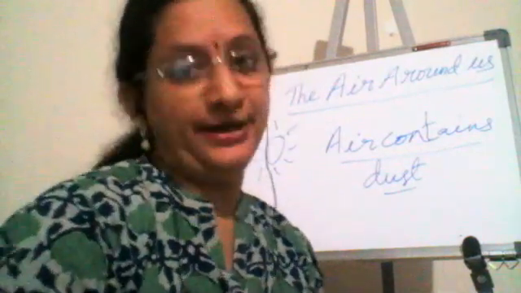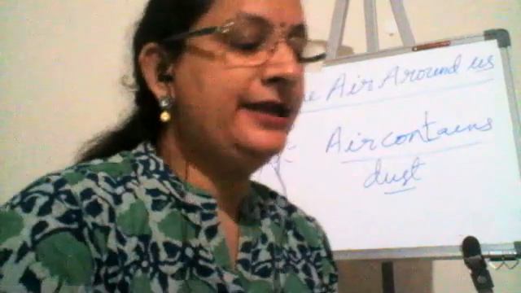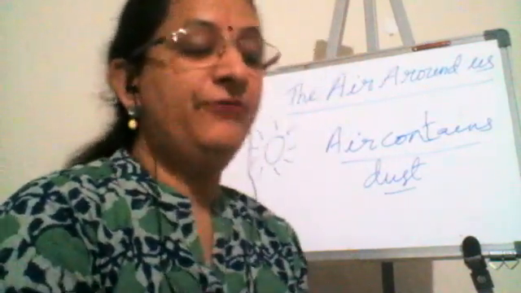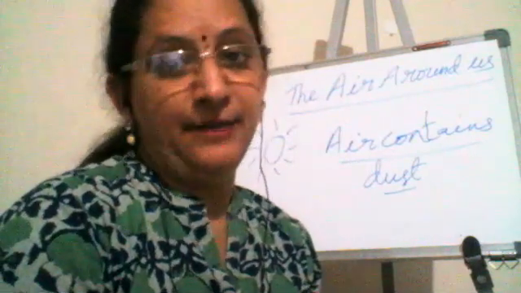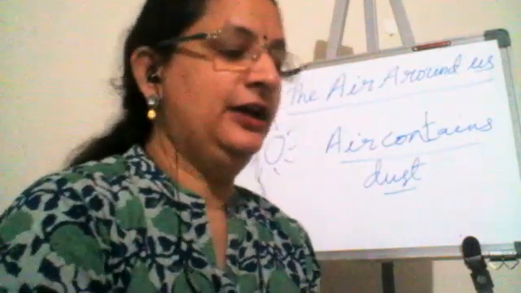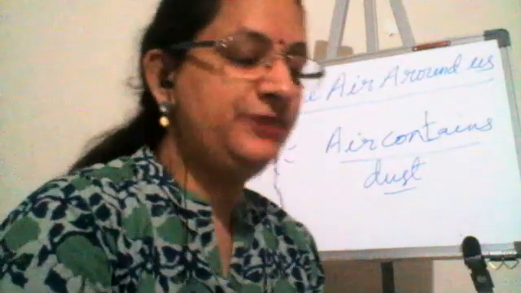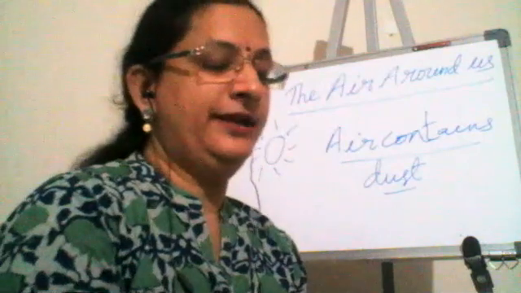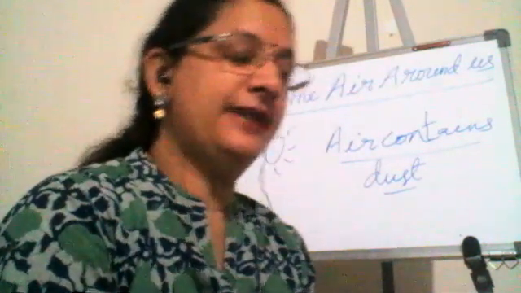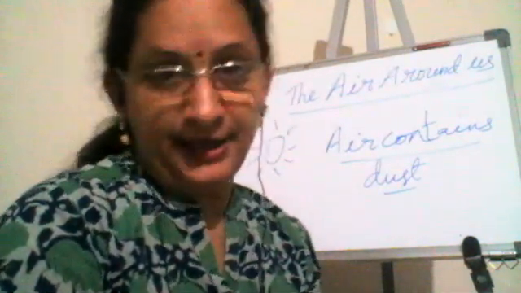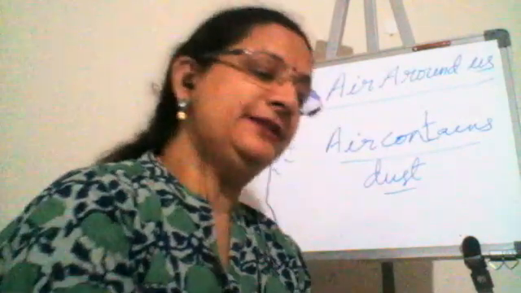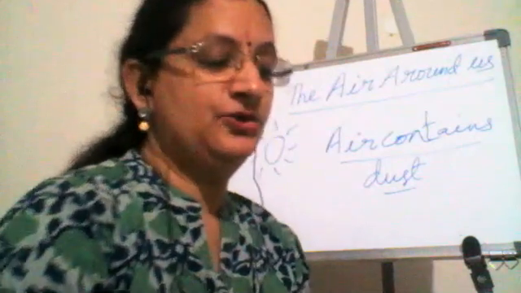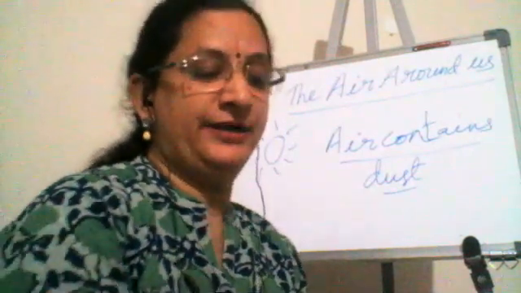So let's read the paragraph once again. Air contains dust. Let us see from where dust particles come into the air. Look at the picture. The sweeper is sweeping the floor. When he sweeps, the dust rises up into the air. The fine particles of dust mix with the air. So air has dust particles in it.